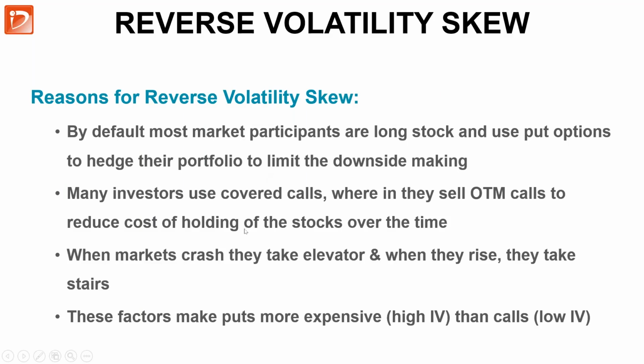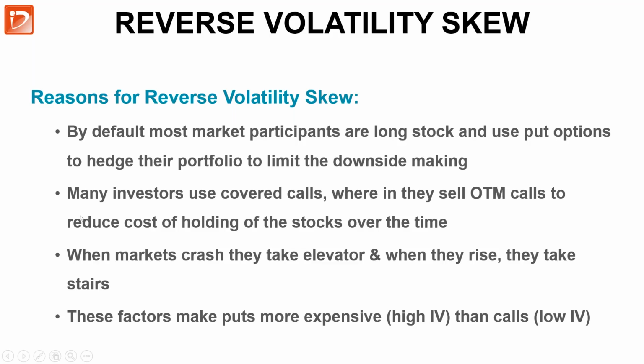So what are the reasons for them? By default, most market participants are long stock, right? Even in the Indian market, most people are long because that's the idea behind the stock market, to buy and hold for longer term returns. And in order to protect their downside for these long stocks, the investors buy put options to hedge their portfolio. So there is a huge demand for the put options for the purpose of hedging.